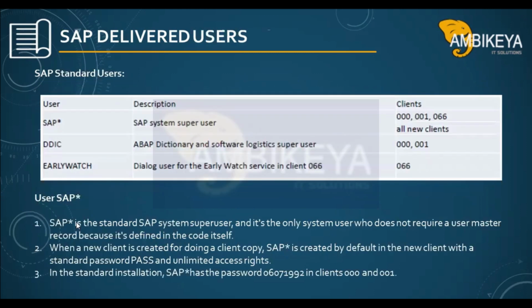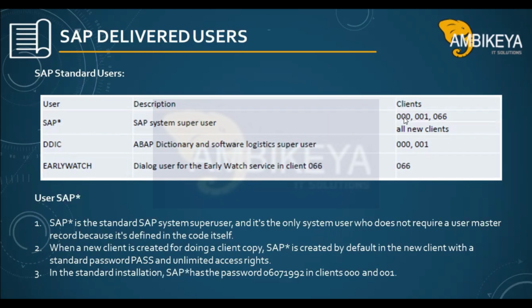Then standard users. Whenever we create any SAP system, how are we going to log into that system? SAP* is a standard user with which we log in. It has a password. There are three users: SAP*, DDIC and EarlyWatch. They have different usages.